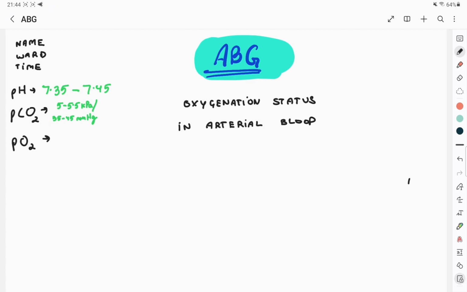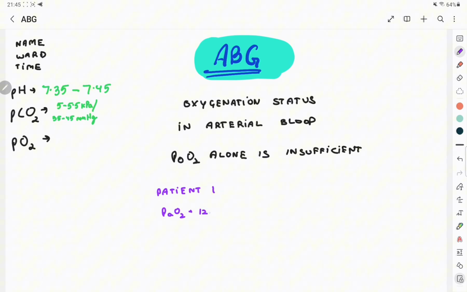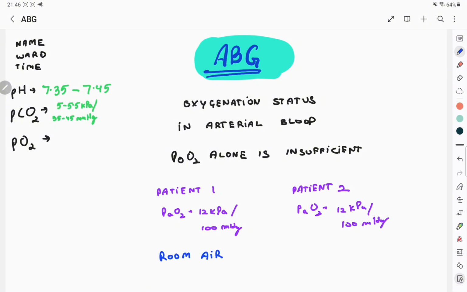For arterial blood, evaluating oxygenation isn't as simple as just looking at the PaO2 number. In fact, PaO2 alone is entirely insufficient to tell us how healthy the lungs actually are. Imagine two different patients. Both of them have an identical, completely normal looking PaO2 of 12 kilopascals or 100 millimeters of mercury. On paper, they look the same. But patient A is breathing normal room air, while patient B is on a 100% high flow oxygen mask just to maintain that same number. Their lung health is drastically different.